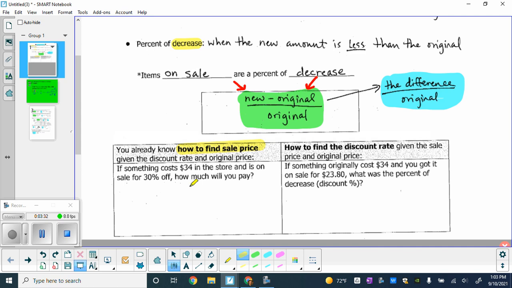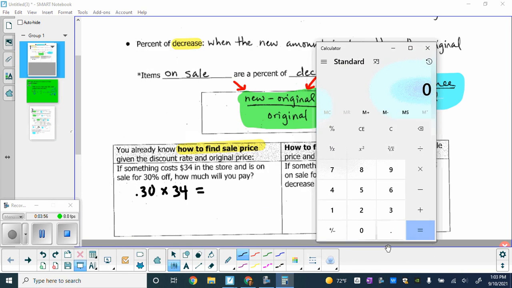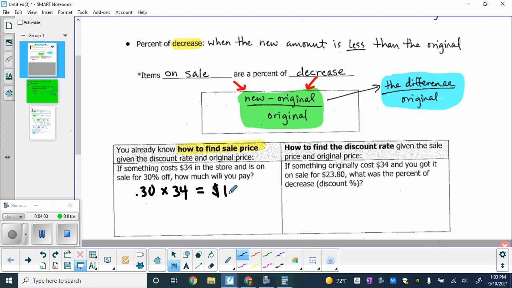And so let's take a look at a problem here. Again, this is something that you already know. If something costs $34 in the store and is on sale for 30% off, how much will you pay? So to do the math here, you would just take the discount, which is 30%, and multiply that by the $34, and that would tell you how much the discount is. So let me get my calculator out. All right, so we're just multiplying 30% times the price of the item. So I'm going to save $10.20. That's my discount, $10.20.